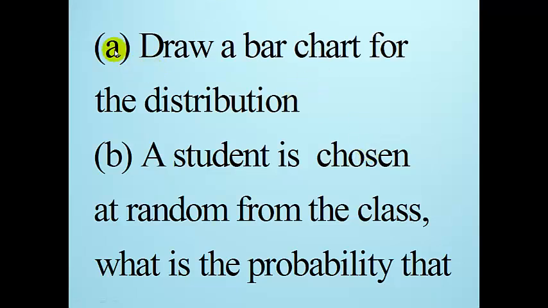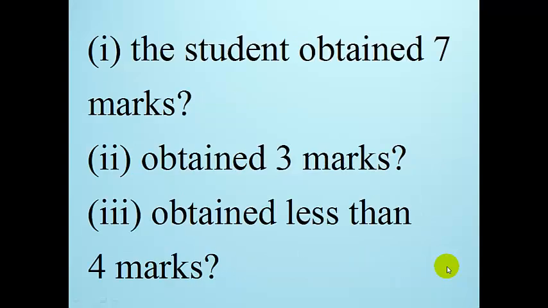Now these are the questions that follow. We have to draw a bar chart for the distribution. Then B, a student is chosen at random from the class. What is the probability that the student obtained 7 marks? What is the probability that the student obtained 3 marks? And what is the probability that the student obtained less than 4 marks? Now let's see how best we can solve this problem.